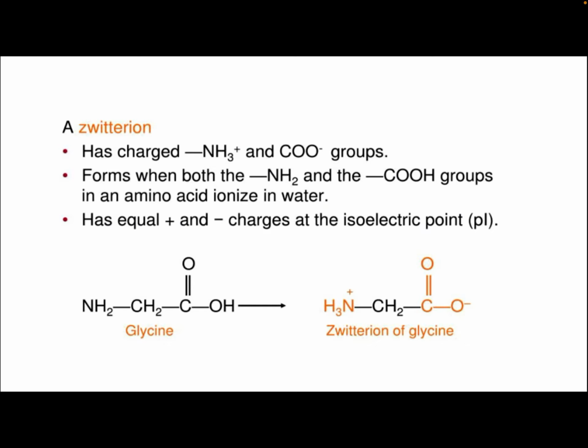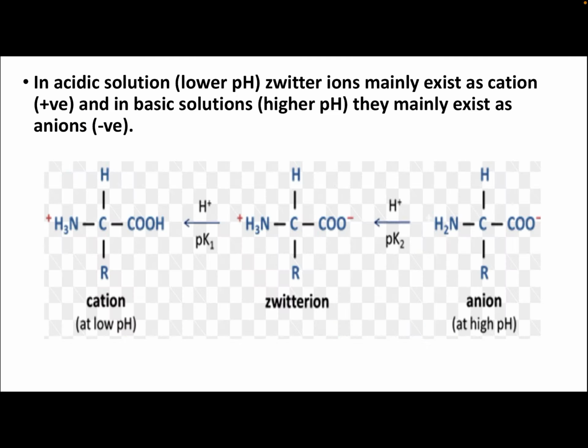So the zwitterion once more has charge NH3+ and carboxylic acid COO- groups. It forms when both the amino and carboxylic groups in an amino acid ionize in water. It has equal positive and negative charge at the isoelectric point. So at the isoelectric point both positive and negative charges are present.